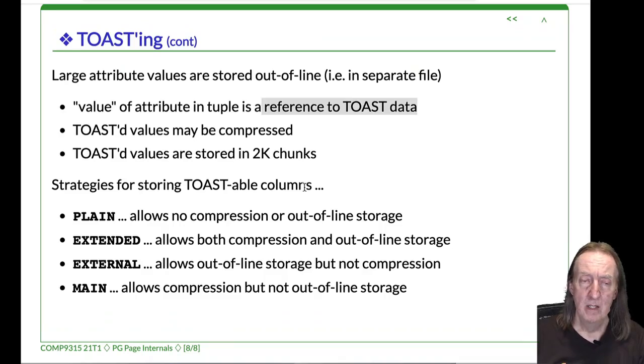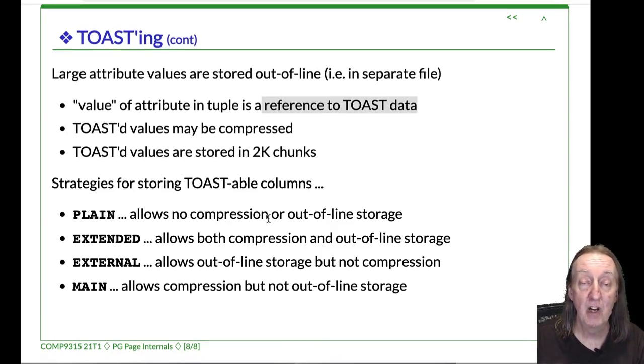All right, Postgres allows you to specify various strategies for dealing with large attribute values. One of the strategies, plain, doesn't allow you to compress values of this column, and doesn't allow out-of-line storage. Basically what that means is you're not expecting any toastable values in that column. So it's something like an integer column or char 10 or whatever. It's never going to be a very large value that needs to be toasted.